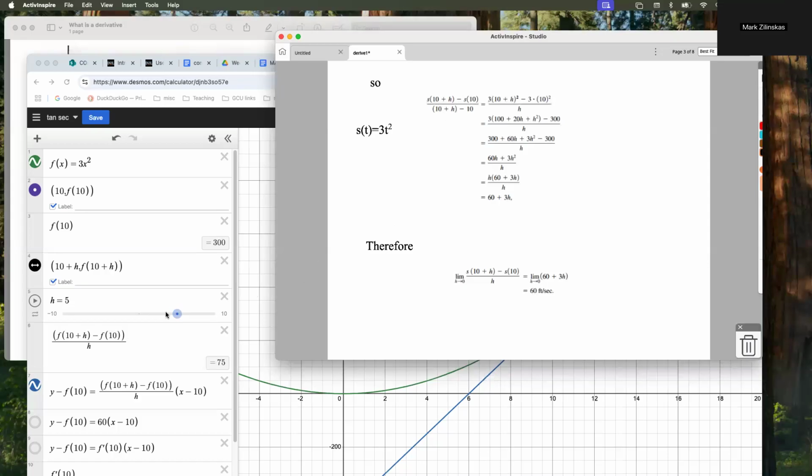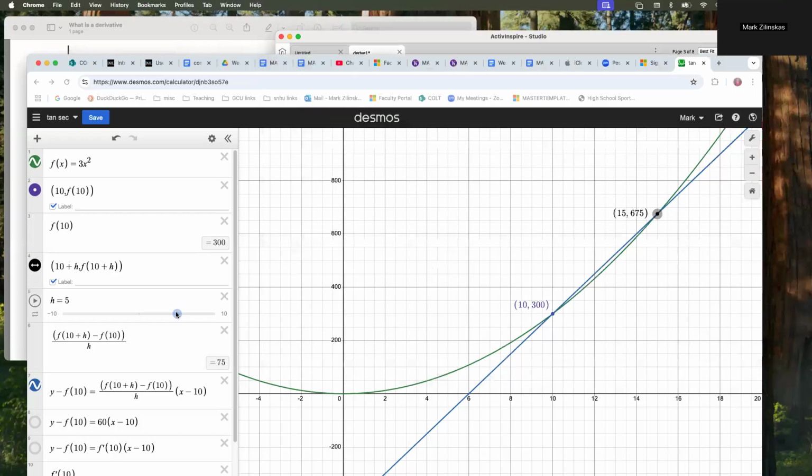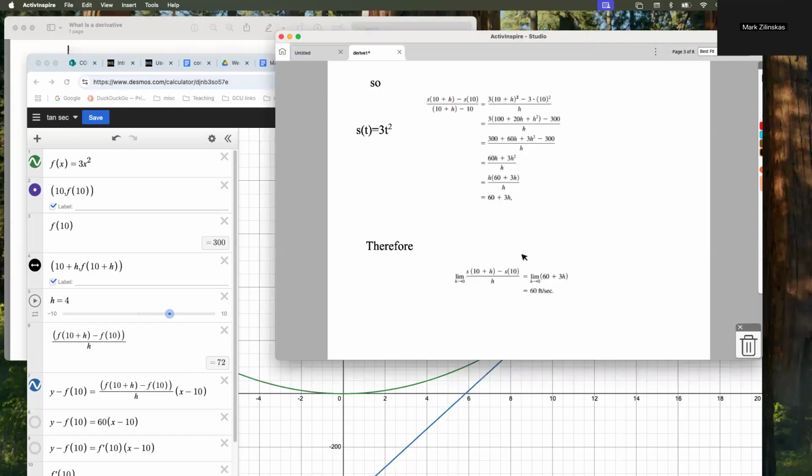Now, what you're going to see is that as I go down, as h gets to be a shorter and shorter amount of time here, we'll get into what the graph's doing over here. Okay. Notice I'm getting different values here, but this expression always matches up, right? The 4 in here is going to give me 60 plus 3 times 4.